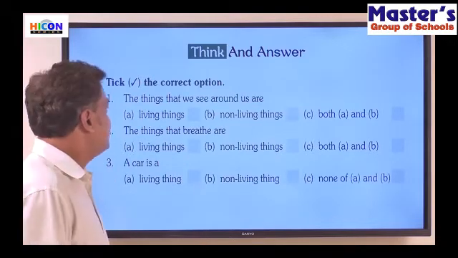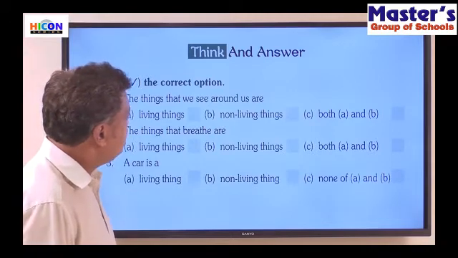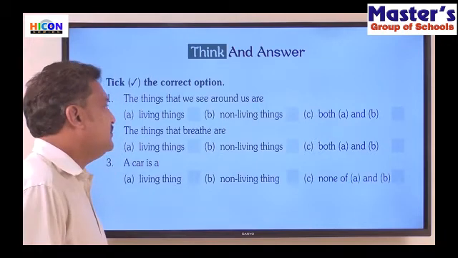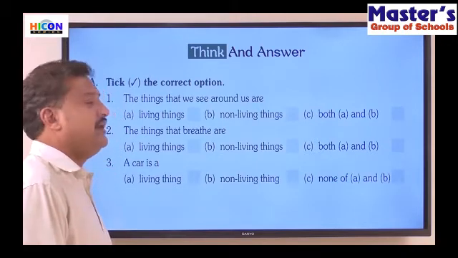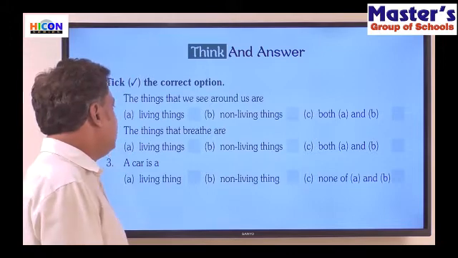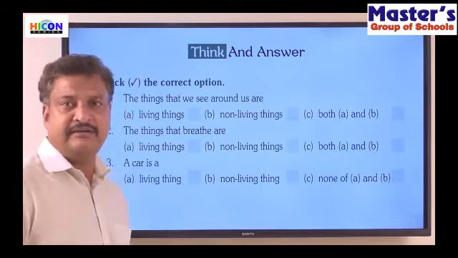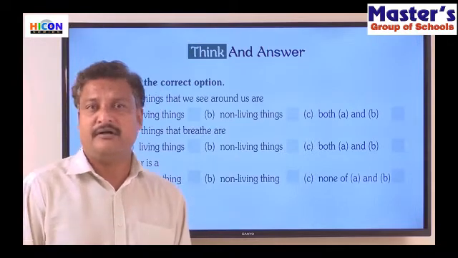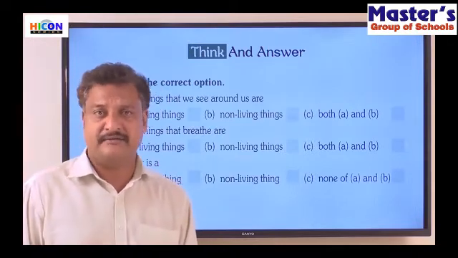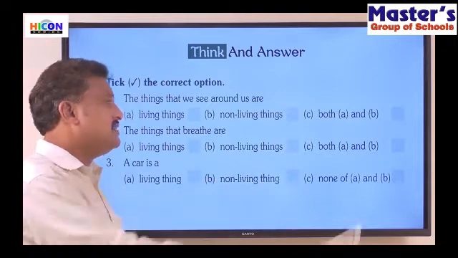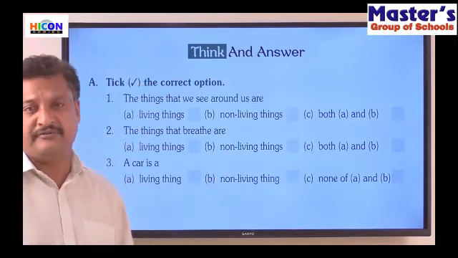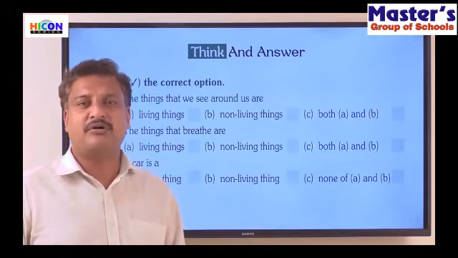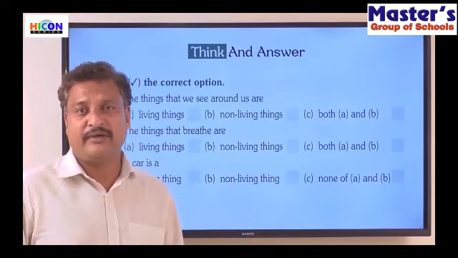Clear? So the first one, the things that we see around us are living things, non-living things, both A and B. So living things are those things which have a life, like the animals, birds, insects, plants, our friends, our parents, isn't it? Non-living things are those things which do not have any life, like a table, chair, bag, pen, pencil, book, house, stone, right?